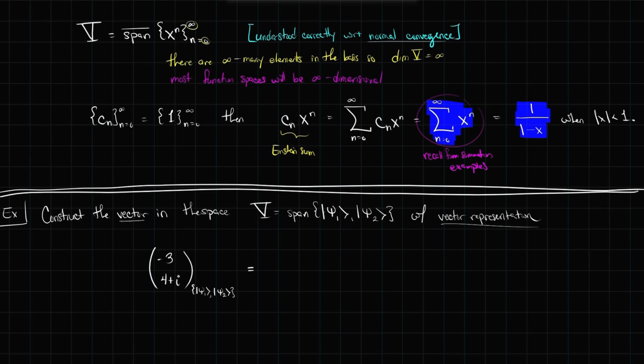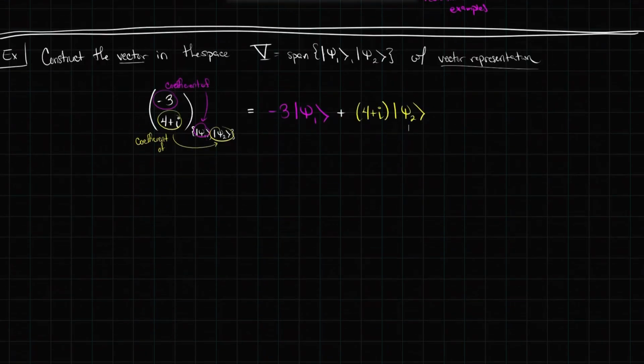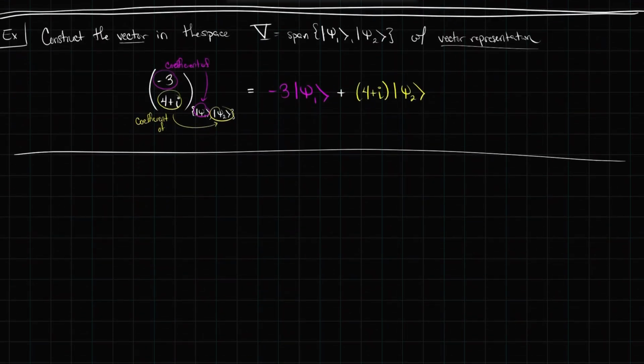Or the opposite direction of what's going on from the previous video: we associate this as the coefficient of the first basis entry, and the second one is the coefficient of the second basis entry. When we reconstruct those, we just have -3 times the first basis element plus 4 plus i times the second basis element. That's the reconstruction of the vector with that specific vector representation. It's good to keep in mind that you can go in both directions when we encounter these vector representations. Let's just do one more example really quick.